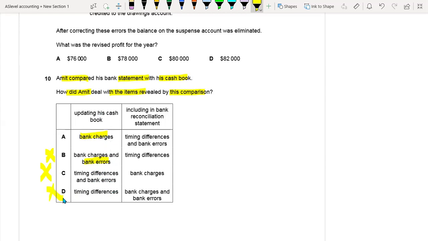Timing differences, including in the bank reconciliation statement. Timing differences and bank errors: yes, we have to rectify these in the bank reconciliation statement, because these mistakes have been made by the bankers. So yes, this can be the right option. Timing differences, yes, but option B is not right for the updated cash book. Bank charges: this is not right because they will be recorded in the updated cash book. Bank charges and bank errors: bank errors will be recorded in the bank reconciliation statement, but not the bank charges. So again, this is not right. So option A is the right option.